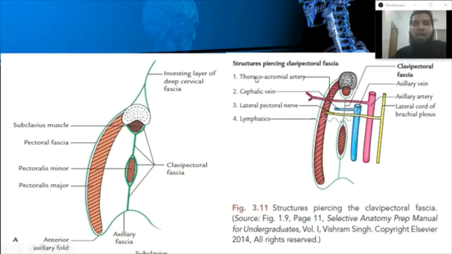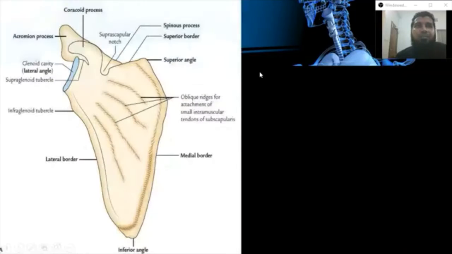What are the structures passing through the clavipectoral fascia? The mnemonic is TCL. So by T it is thoracoacromial artery, by C it is cephalic vein, and by L it is the lateral pectoral nerve. And there will be lymphatics passing through the clavipectoral fascia. Moving on to the next slide.